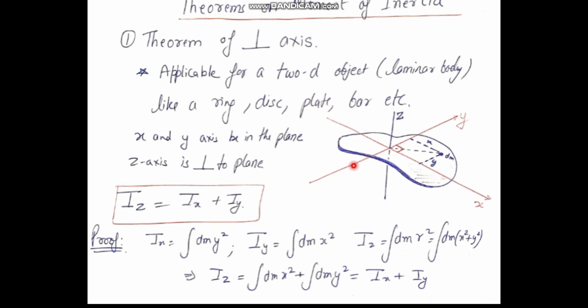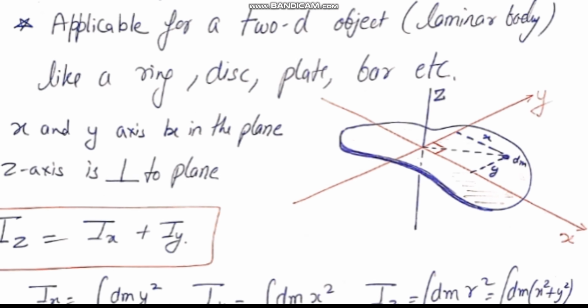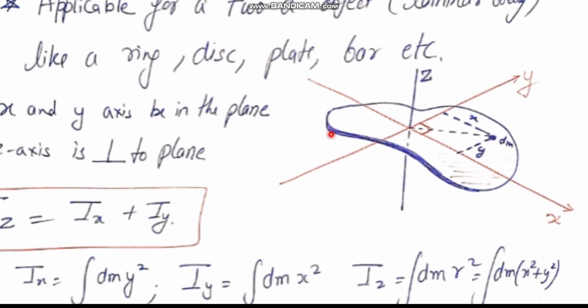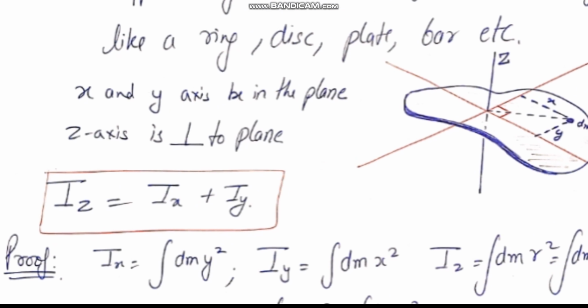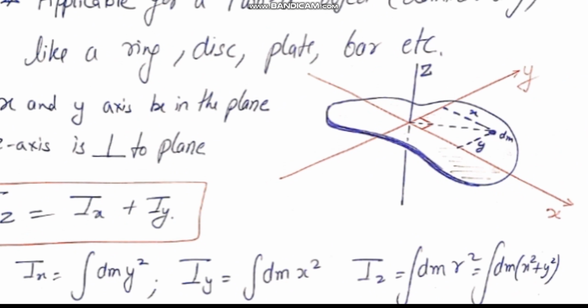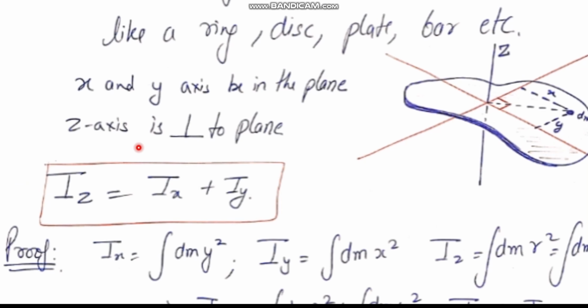Suppose this is an object. As you can see, it has no thickness, so it is a two-dimensional object. Let there be two axes, x and y axis, in the plane. This is the x axis and this is the y axis. These x axis and y axis lie in the plane of the object, and there is a third axis, which is the z axis, which is perpendicular to the plane of the object.